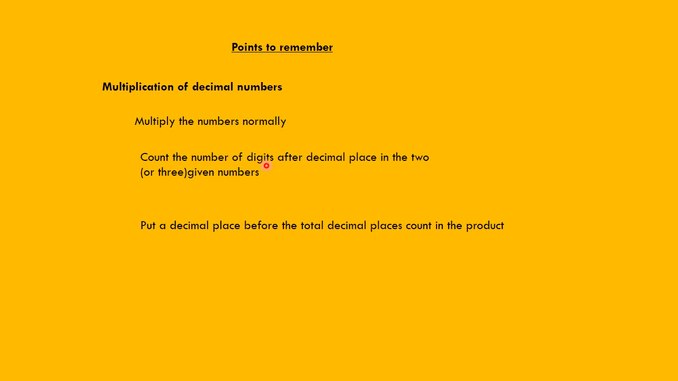So just count how many digits we have after the decimal place for the given numbers: the first number, second number, third number and so on. Suppose we have only 2 numbers, just count the number of digits after the decimal in both the numbers, then put a decimal place in the product according to the total count. Just leave that many digits and put a decimal over there. Okay.